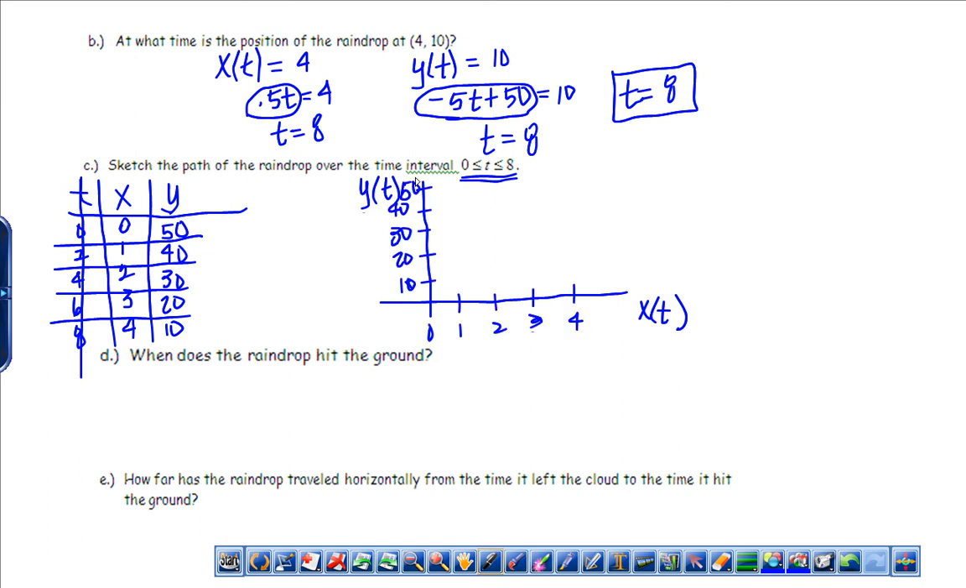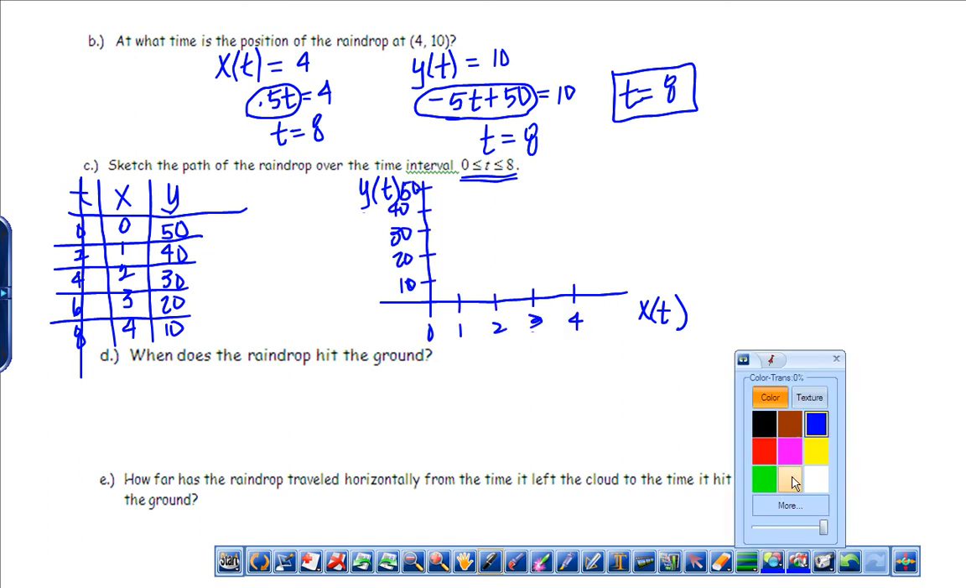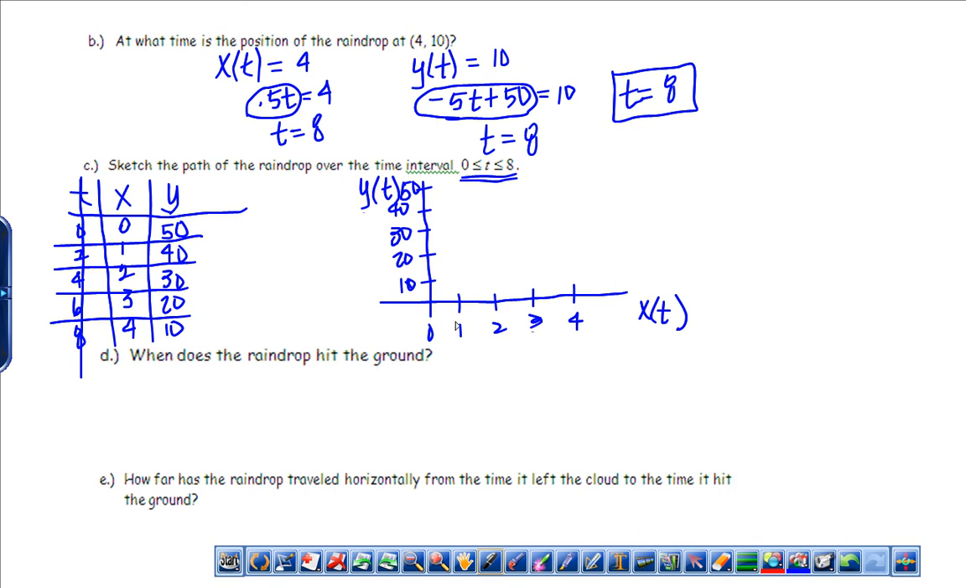Okay, now all you need to do is go ahead and plot your points. Change colors just for the heck of it. So 0, 50; 1, 40; 2, 30; 3, 20; and 4, 10. And so my graph is decreasing like this. And this is a parametric equation, so we can show that it's decreasing like this by arrows. This is the way it's going. Okay.